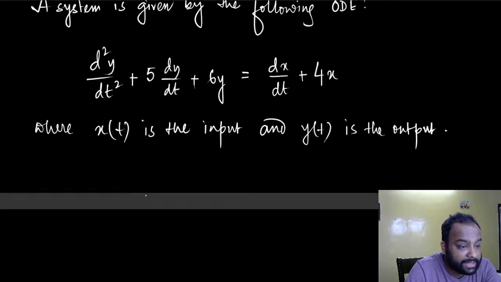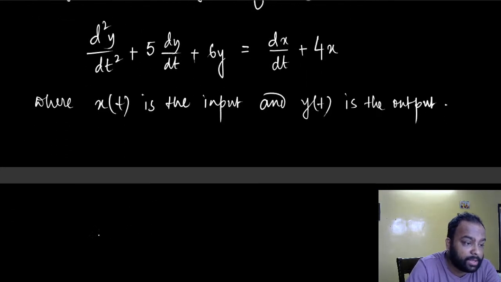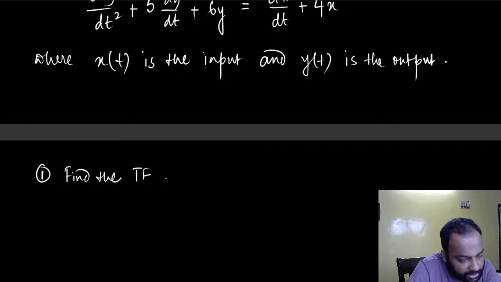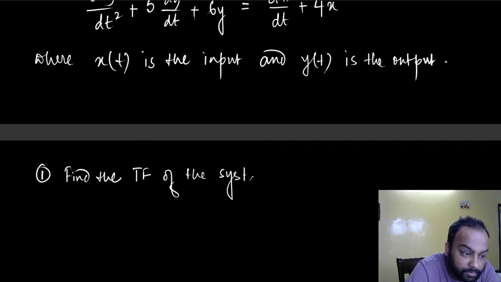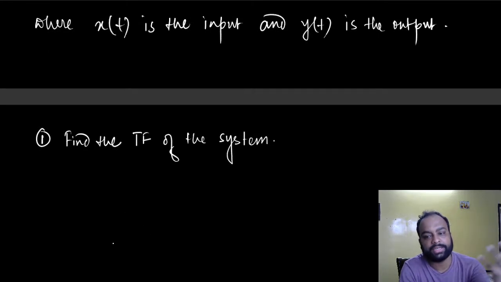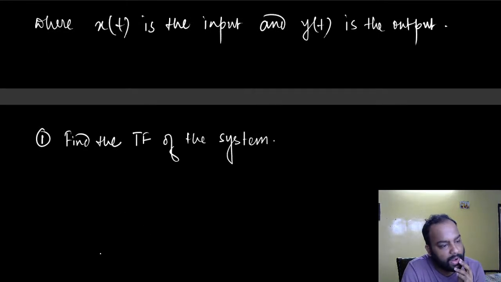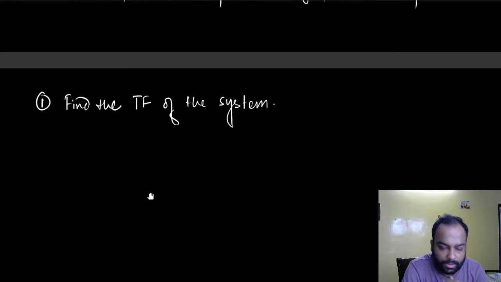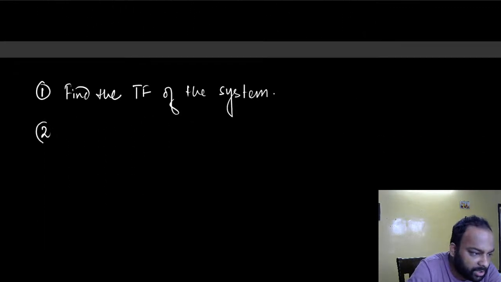So where x(t) is the input and y(t) is the output of the system. Now the problems are, first, find the transfer function of the system. Now it might be that the transfer function is given already, so you don't have to derive it. In that case, the differential equation will not be given. Okay, find the transfer function of the system.